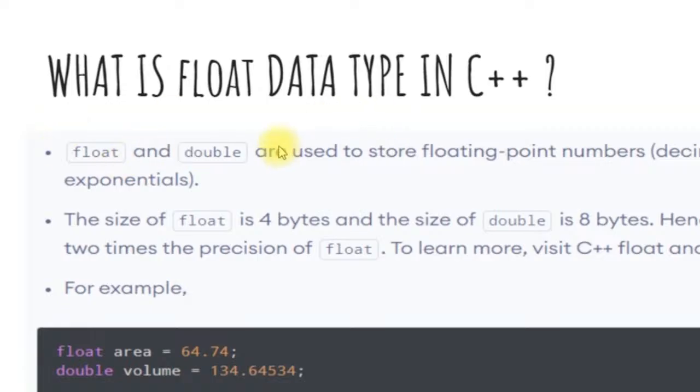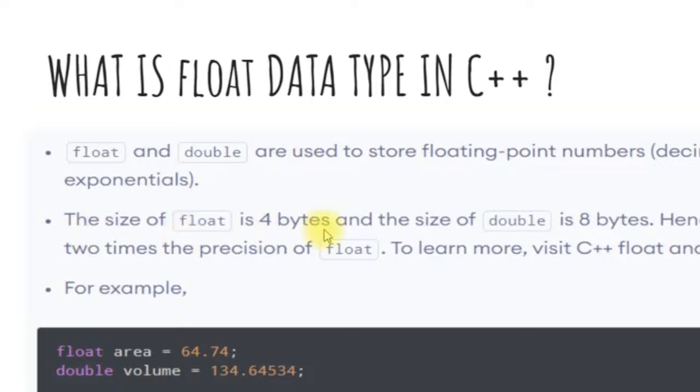So I will try to cover float and double together here in this slide because they are pretty similar. I'll also tell you the differences between them. So float and double are the keywords that are used to store floating point numbers which are decimals and exponentials. Again, the size of the float data type is 4 bytes and the size for double type is 8 bytes. So this is a very important differentiating point between these two data types.